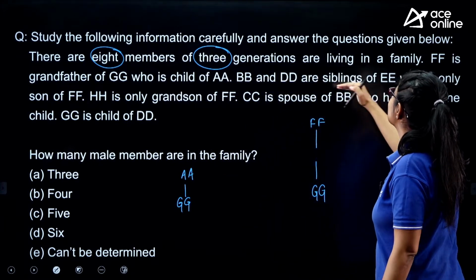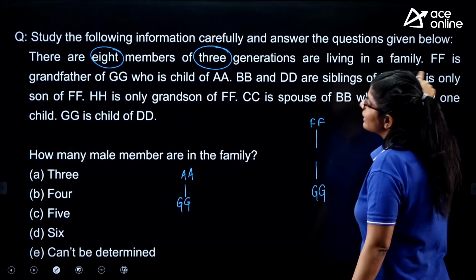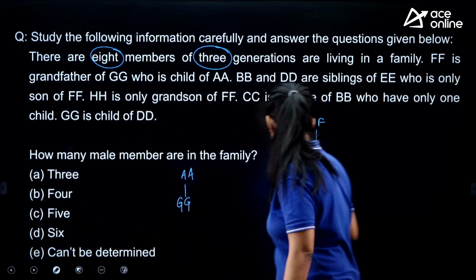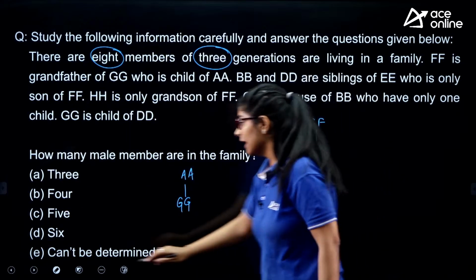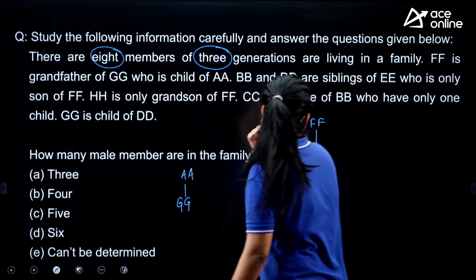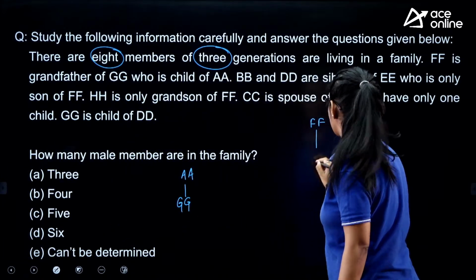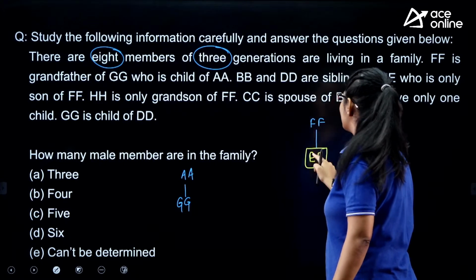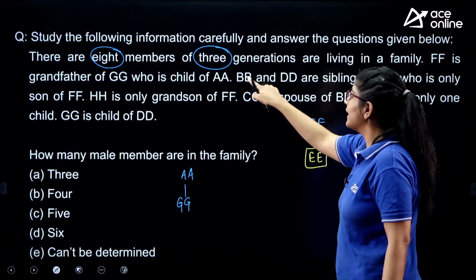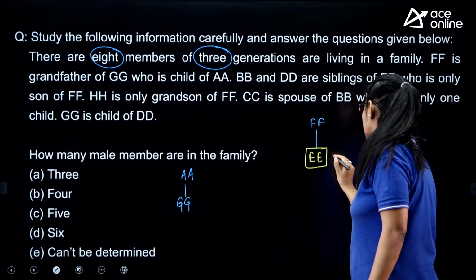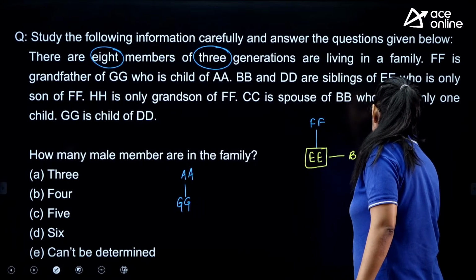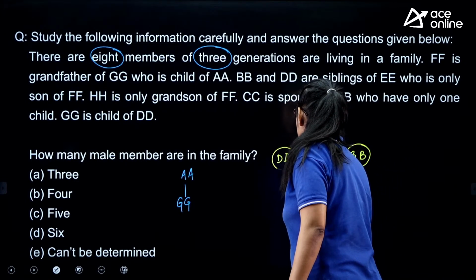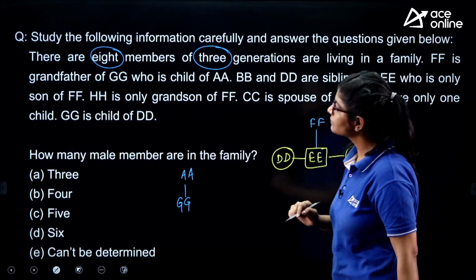BB and DD are siblings of EE, who is the only son of FF. So I'll start from here. EE is the only son of FF. This is my EE. If this is the only son, that means BB and DD are the sisters of EE. BB and DD. Right? Next.